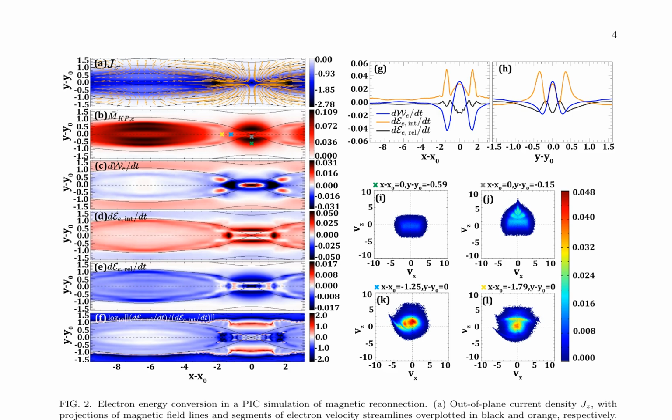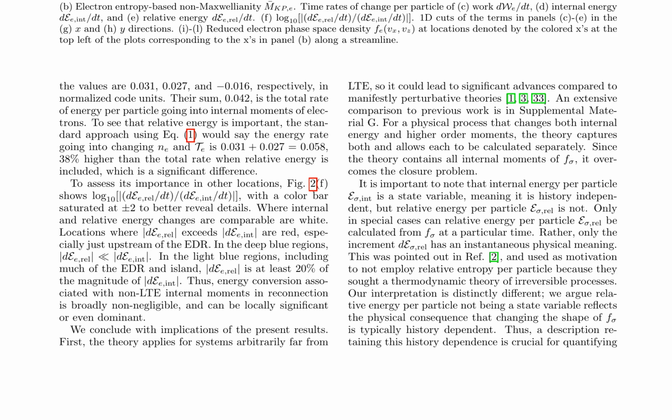Unidimensional cuts of the energy rates in the x and y directions are shown in panels G and H, respectively. The reduced electron phase space density Phi(Vx, Vz) is plotted in panels I, L at specific locations, demonstrating the importance of relative energy. The total rate of energy per particle going into internal moments of electrons is 0.042, with relative energy contributing significantly to this total.